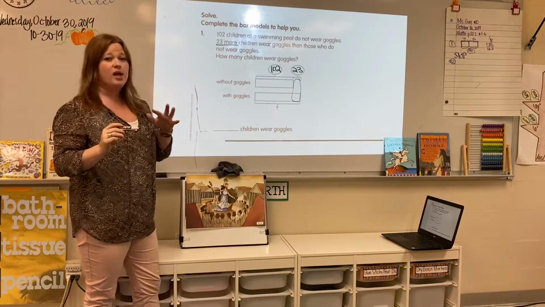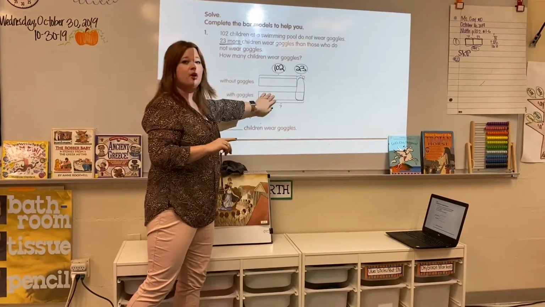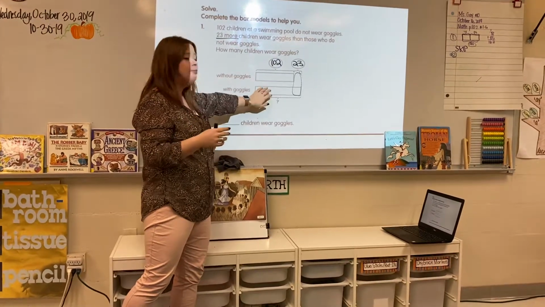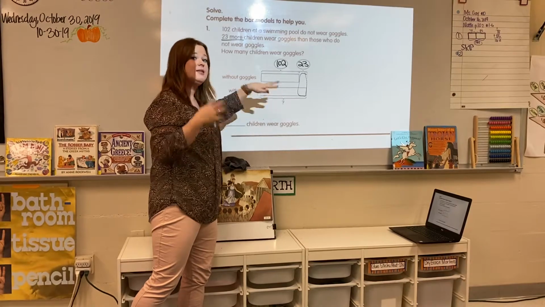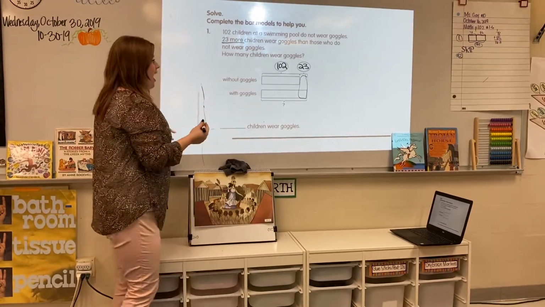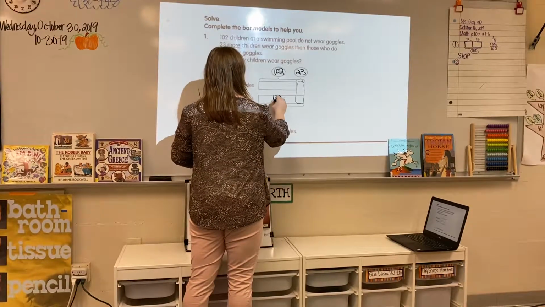The basic way to break it down to know whether we're adding or subtracting is, am I looking for a bigger bar or a smaller bar? I'm looking for a bigger bar. So if I know that this bar is bigger and that's the number that I'm missing, then I'm going to add. So I add 102 plus 23, and that's going to be 125.